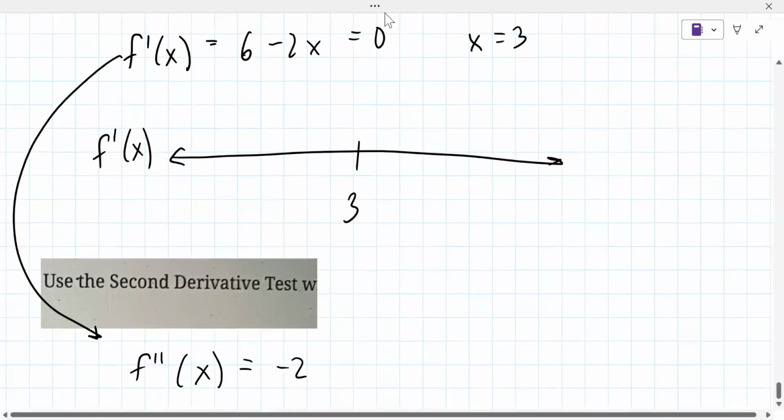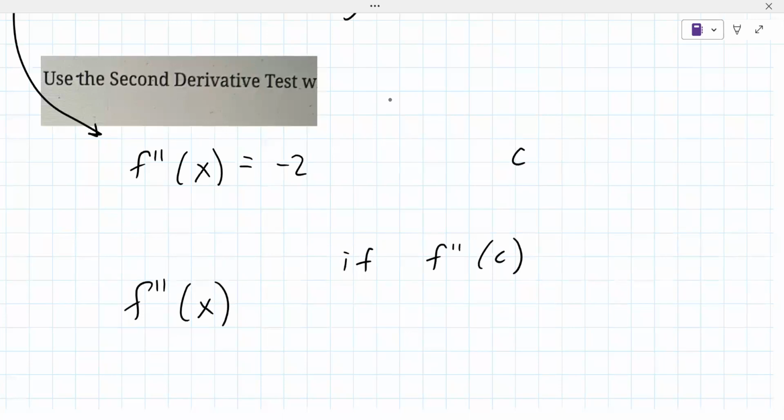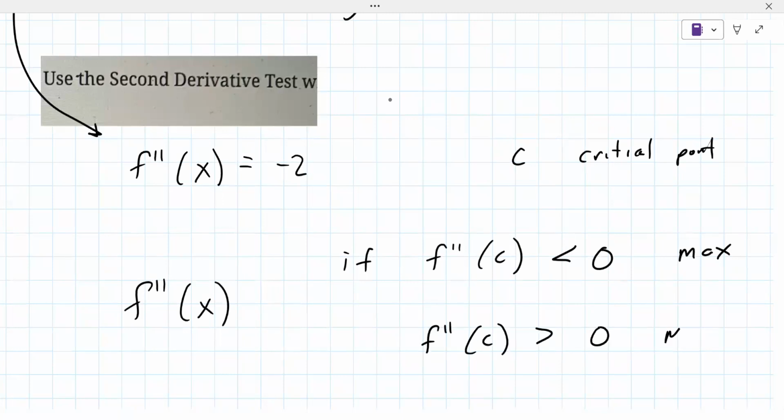Okay, and the idea is the following. You test your critical points in the second derivative, okay? So if f double prime of c, imagine c is your critical point, and you could have more than one. If the second derivative is less than 0, that's a max. If the second derivative at your critical point is greater than 0, that's a min. Now, why are they backwards? You can think long and hard about increasing and decreasing, stuff like that, if you really want to, or you can just remember these rules. Okay.